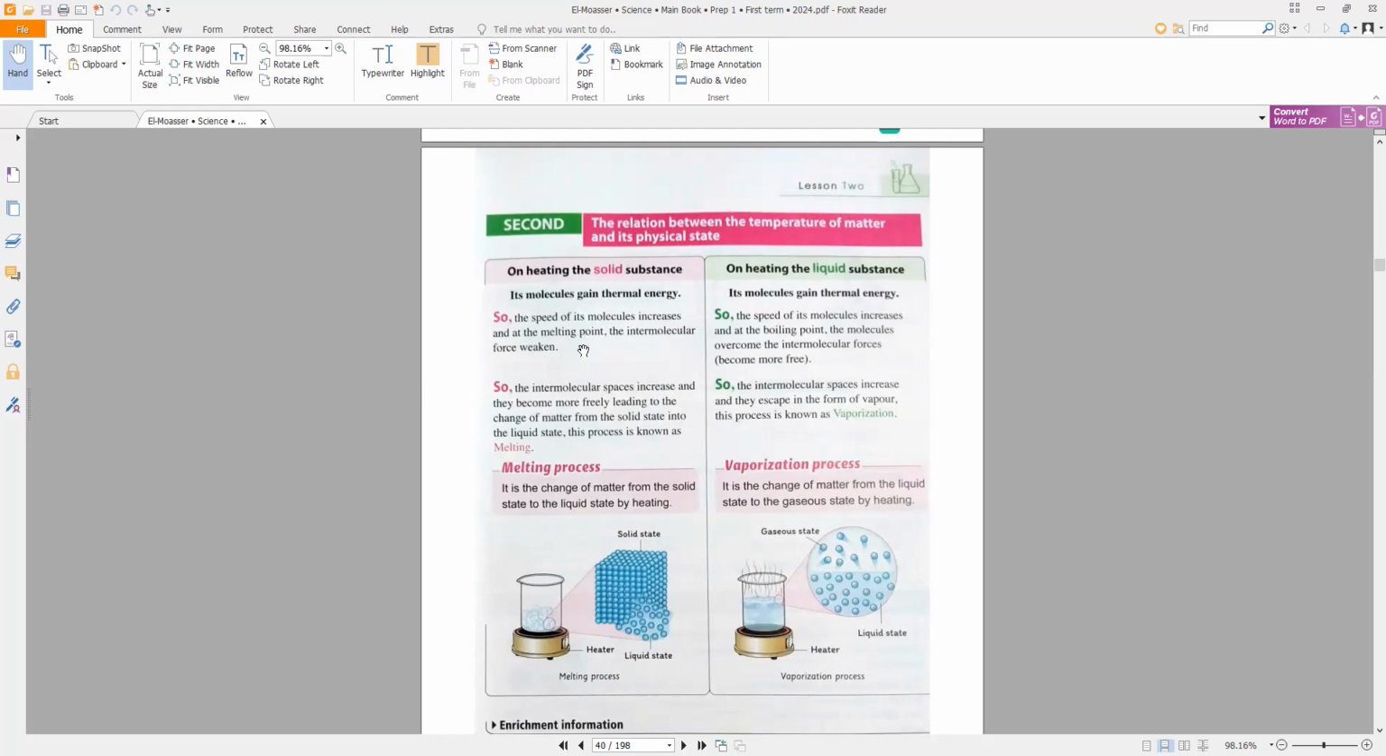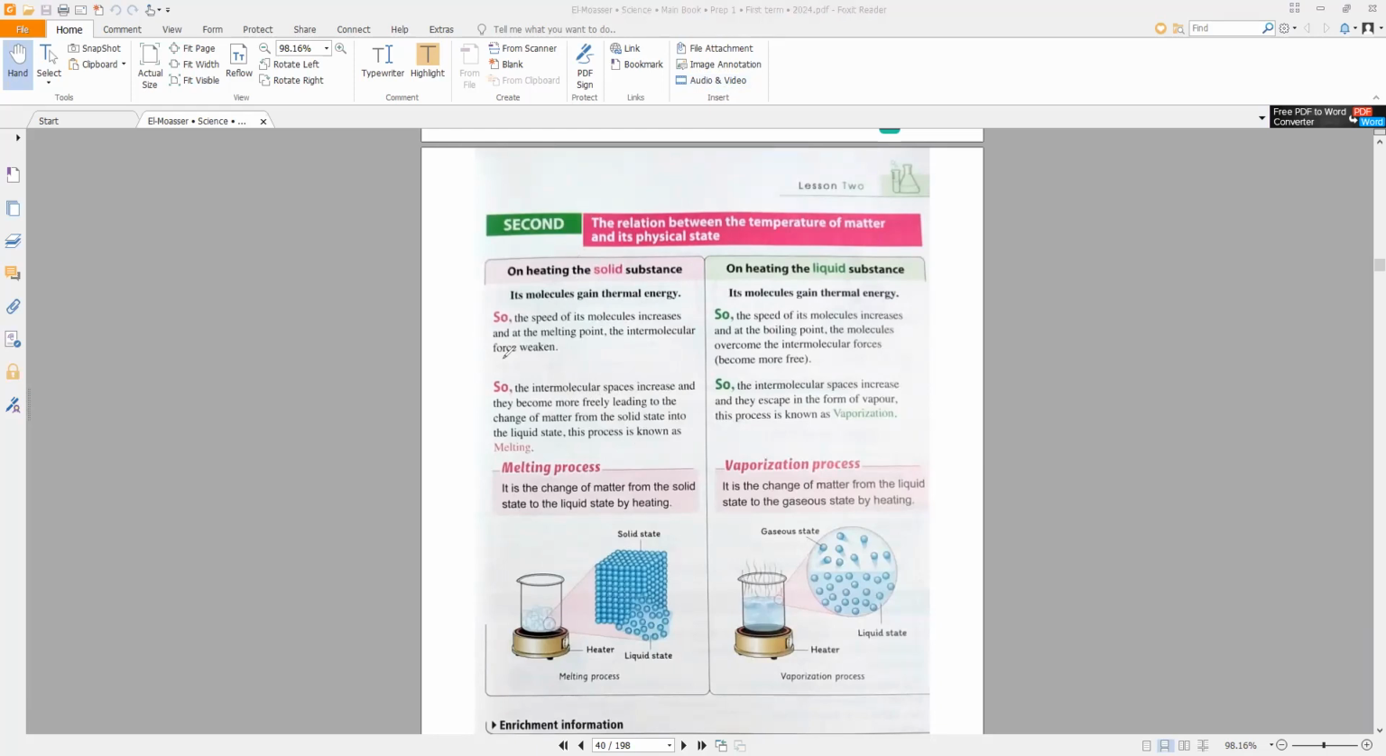When the intermolecular force is weak, the intermolecular spaces between molecules will increase and the molecules will become more free. So it changes from the solid state to the liquid state at the melting point.